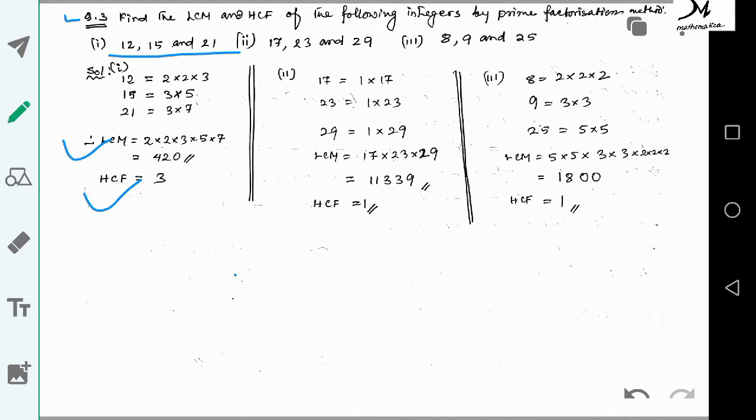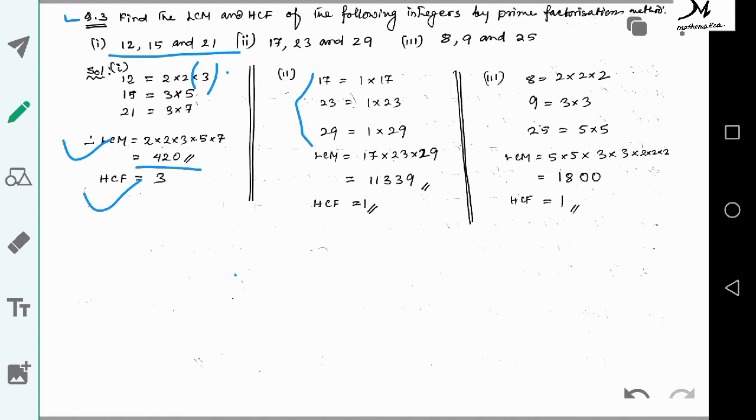Here you can see other than 3 there is no common factor, so we can write all the factors here, and their product is 420, which is the LCM. Other than 3 there is nothing common, so 3 is the HCF.